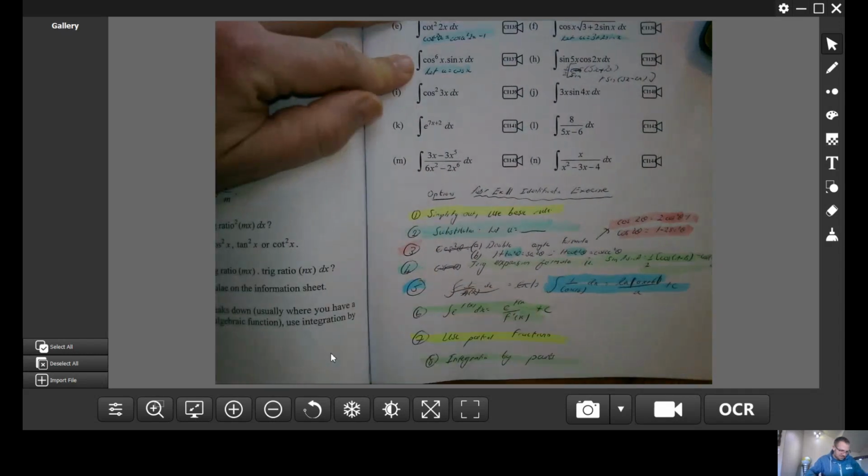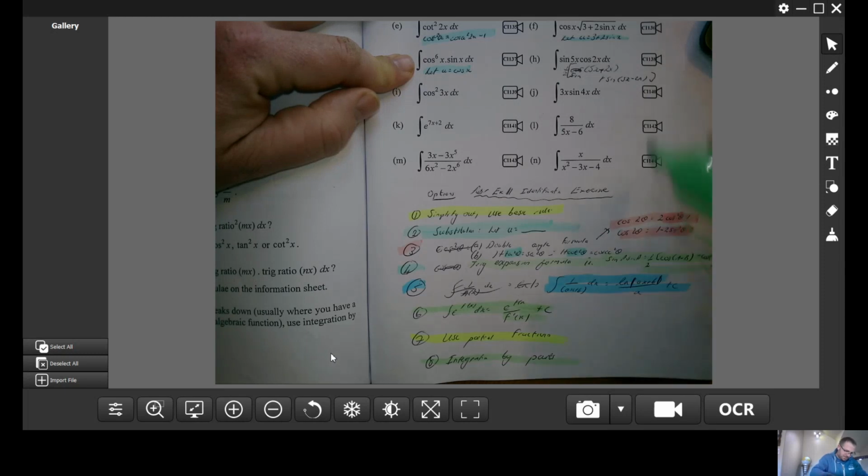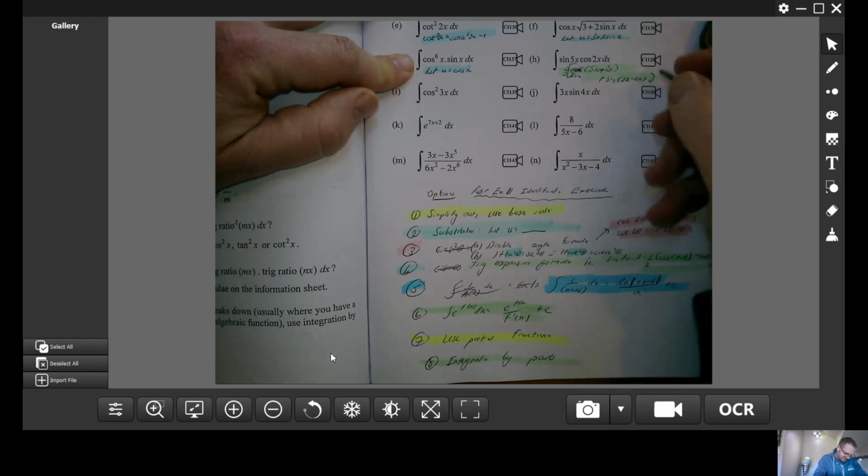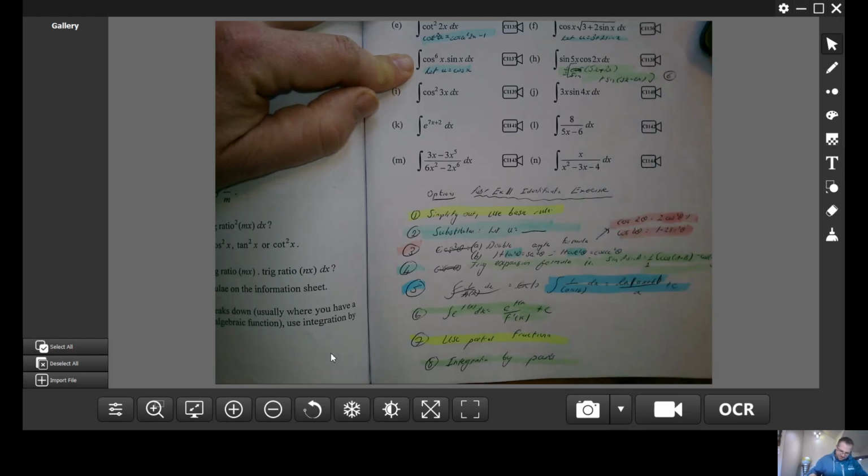Right, so that's that one over here. The trig expansion formula. Trig expansion formula is point number 6 that we usually use there.